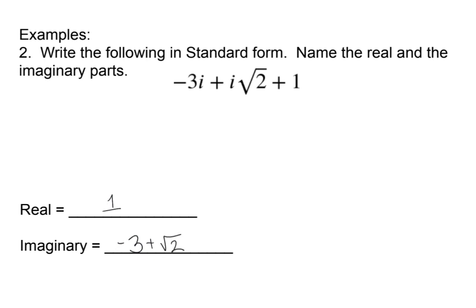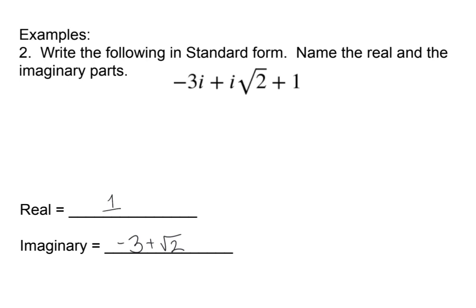Now you'll notice I didn't write the i's in here. This i is not part of the imaginary term. It's telling me that this -3 is imaginary. So if somebody said, what's imaginary here? The answer is -3 is imaginary. But when we're filling in our answers, make sure that when somebody says what's imaginary, we're just going to put in the pieces that are imaginary, not including the i.